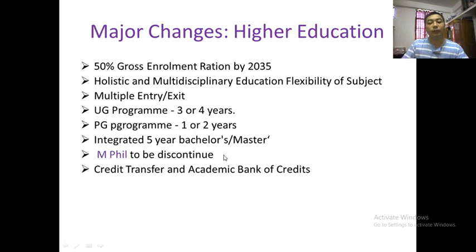MPhil is to be discontinued, but the master and the PhD, if you want to go for PhD, your master degree is enough and you can register in the PhD. An academic bank of credit, that means some students who are very much interested to go outside the books. Suppose you are studying in higher education for 2 years, and if you want to discontinue and go for another type of research, when you return back, your credit will be added and you continue the study. That is the credit transfer and academic bank of credits will be introduced in higher education.